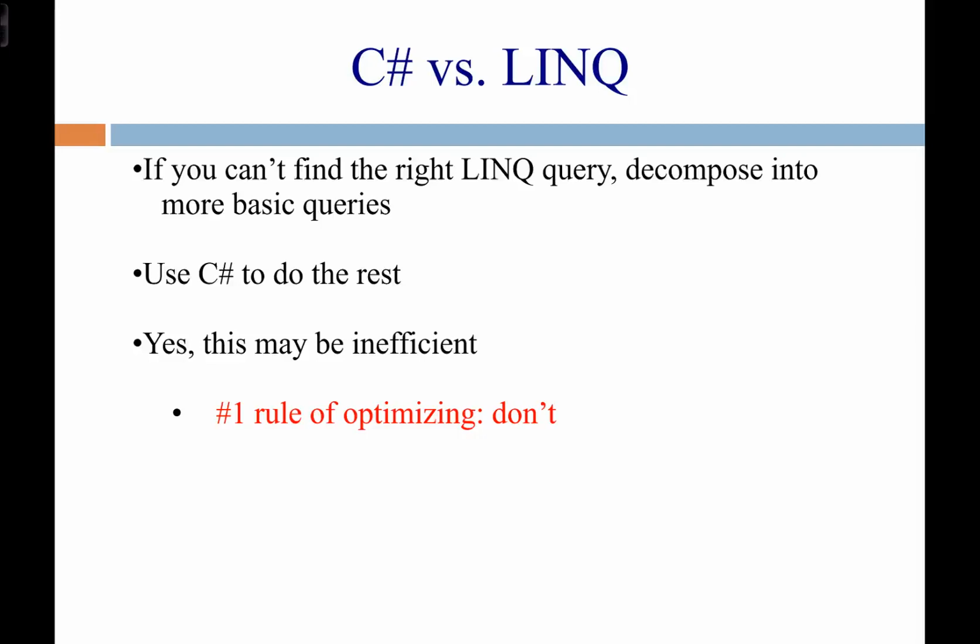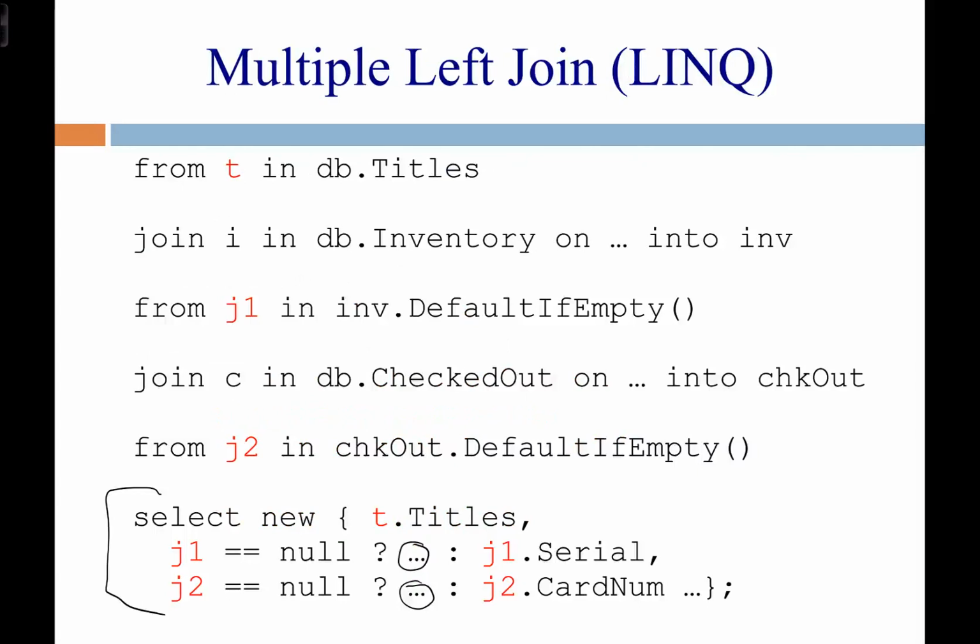But once you understand this pattern of multiple left joins, you should just do it, and it'll work great, and it'll be probably even easier than trying to do some hacky workaround in C# logic.